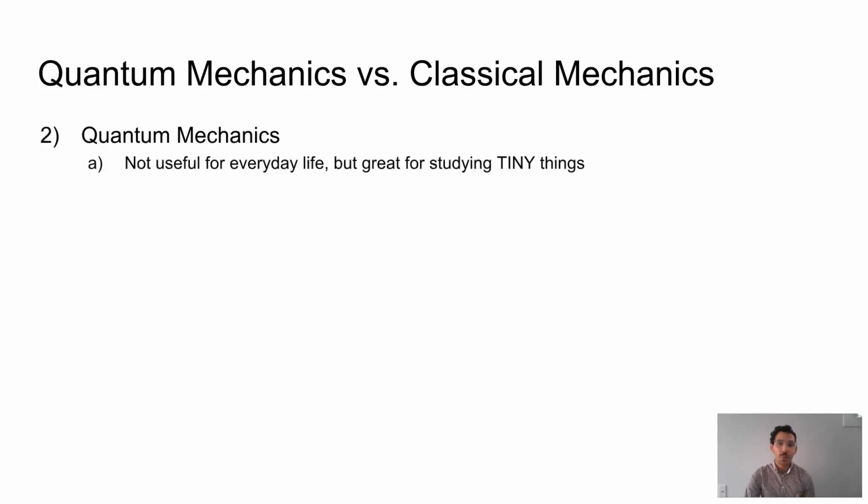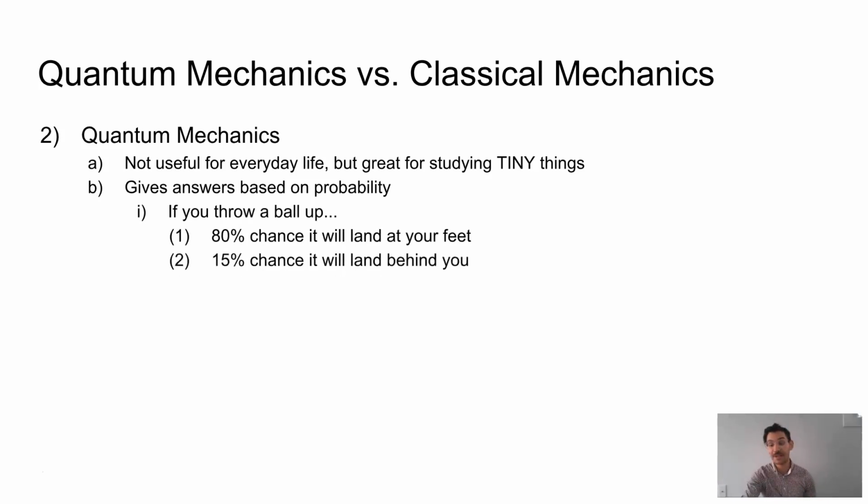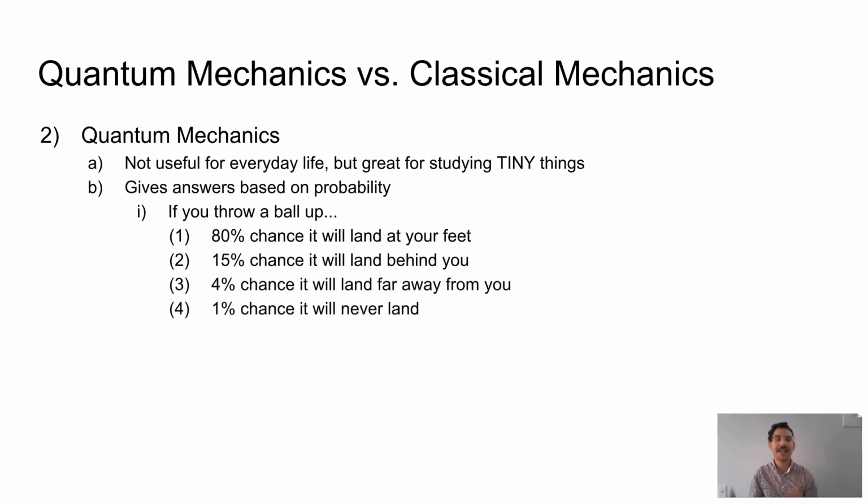In quantum mechanics, we don't get great answers for everyday life, but if we're studying tiny things, as I said, it's really great. We get answers that are based on probability, not definite answers. So if you throw a ball up in quantum mechanics, you might get answers like, there's an 80% chance it'll land at your feet, or a 15% chance it'll land behind you, and a 4% chance it'll land somewhere far away from you, and a tiny 1% chance that it'll never land and it'll fly up into the cosmos. This is a quantum mechanics answer, where we have something that's likely to happen, but then other things that we can't rule out because they are somehow possible.